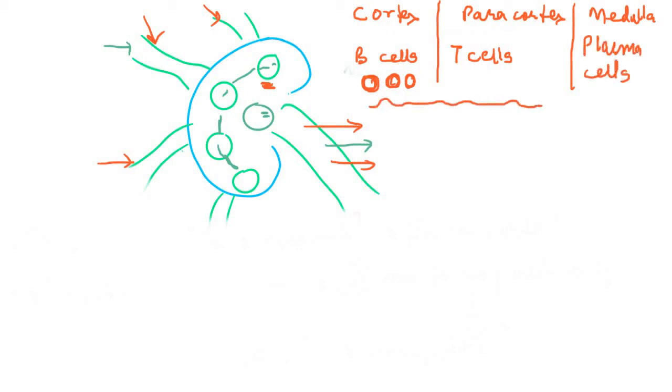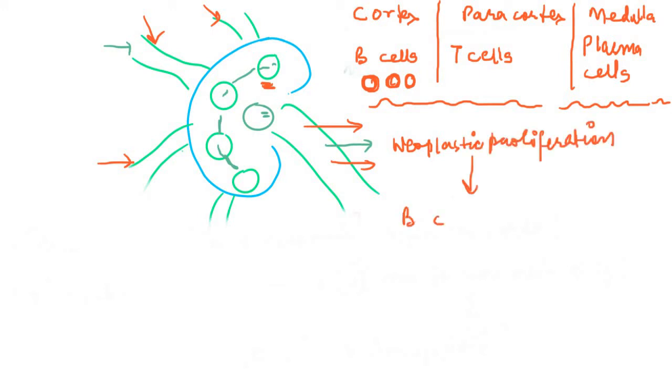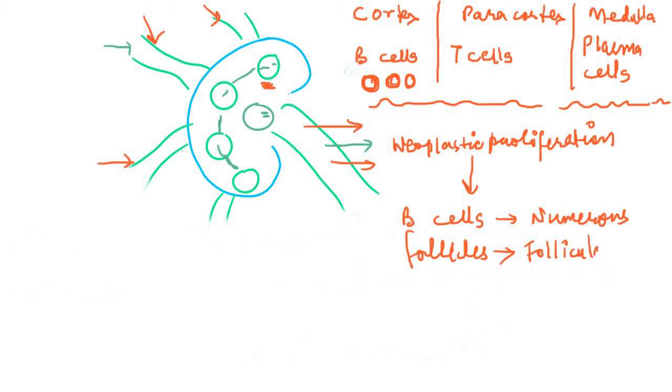Now what happens is that due to some mutation, there occurs the neoplastic proliferation of the cells in the cortex. These cells are predominantly the B cells, so as a result they will form numerous follicles within the cortex, and this results in what is called follicular lymphoma. Since in this lymphoma there are various follicles, therefore it is called follicular lymphoma.